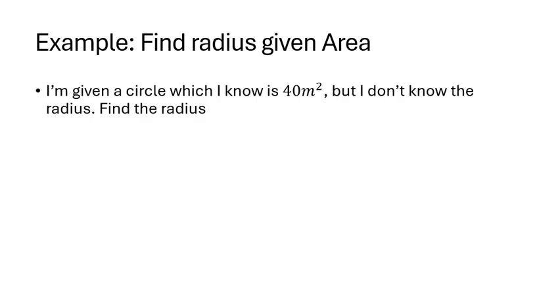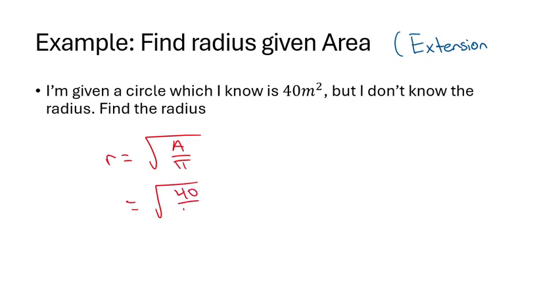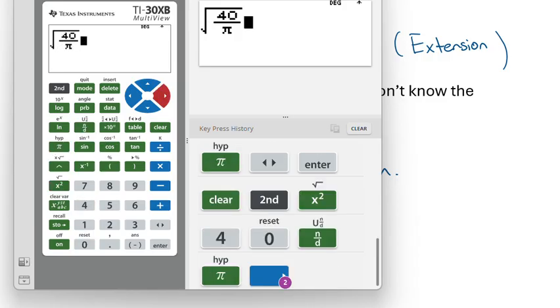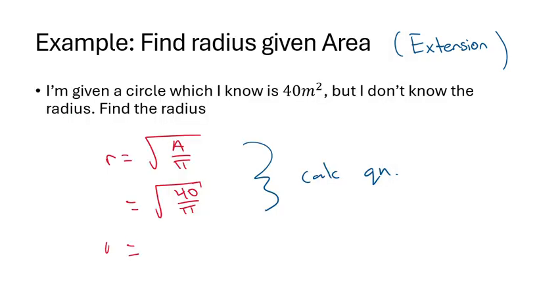Now this is more for the extension, okay? So the area is 40 meters squared, but you don't know the radius. Find the radius, so let's go based off the formula. R equals square root of A over pi. You substitute A in, so 40 over pi, like so. This is more a calculator question. So if you type this in exactly like so, second square root, 40 over pi, enter, 3.57. So that means your radius is 3.57 meters.